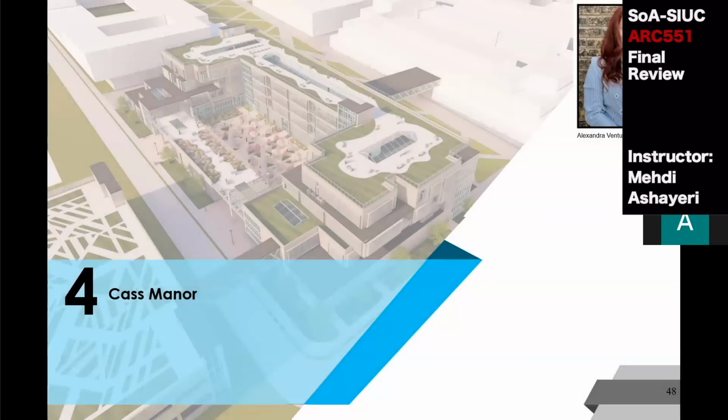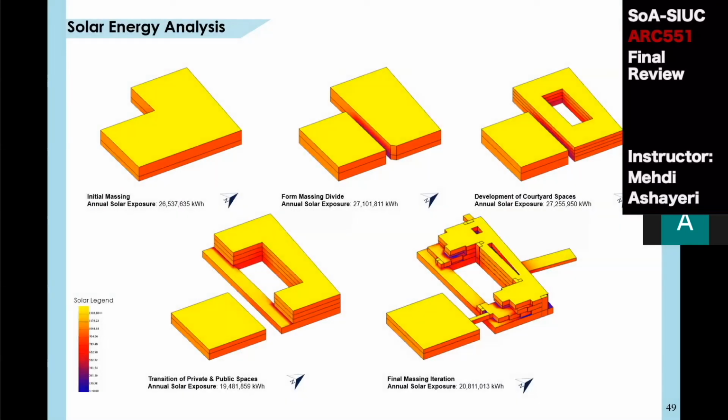Continuing from there, we'll begin talking about Cast Manor. So like mentioned before, we did a lot of solar analysis research to understand how the building's shaped with the solar exposure. So these follow the same forms like my teammates have discussed from the master plan. So in final, I concluded with the final massing iteration. I've made tweaks throughout the entire process, you will see.